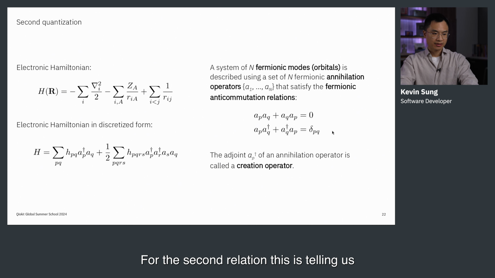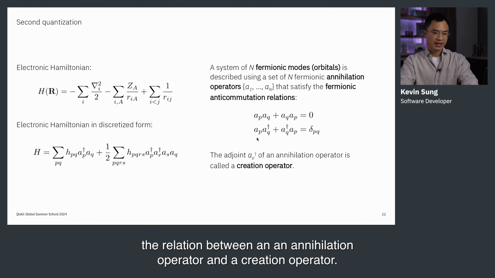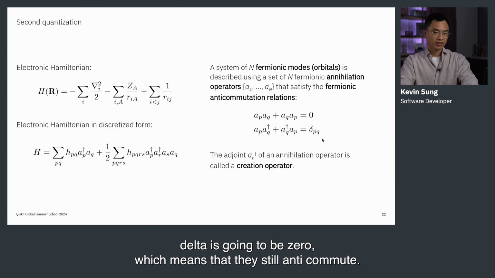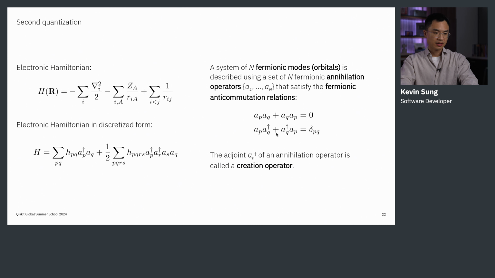For the second relation, this is telling us the relation between an annihilation operator and a creation operator. If they act on different modes, then the Kronecker delta is going to be 0, which means that they still anti-commute. However, on the same mode, if p and q are the same, then this expression adds up to the identity operator.